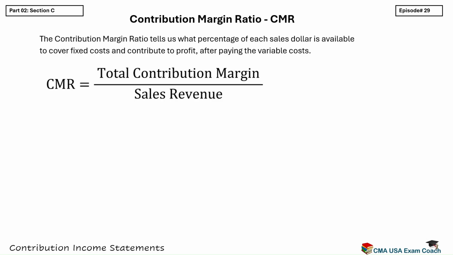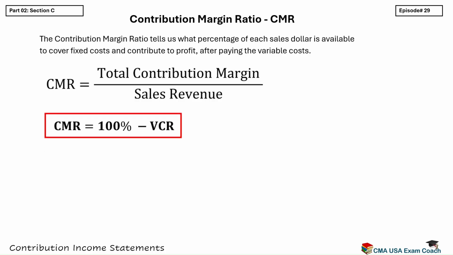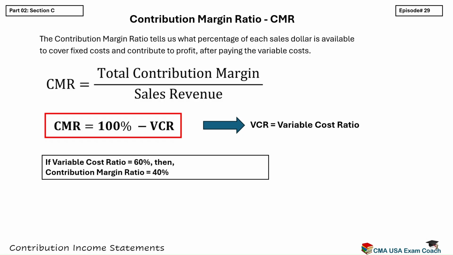Another important point is that the contribution margin ratio and the variable cost ratio add up to 100%. That means contribution margin ratio equals 100% minus variable cost ratio, where variable cost ratio equals total variable costs divided by sales revenue. So, if the variable cost ratio is 60%, then the contribution margin ratio will be 40%. This means 40% of each sales dollar is available to cover fixed costs and to generate profit. In the next slide, we will see an example to understand how to calculate the contribution margin ratio and how it helps us analyze profitability.